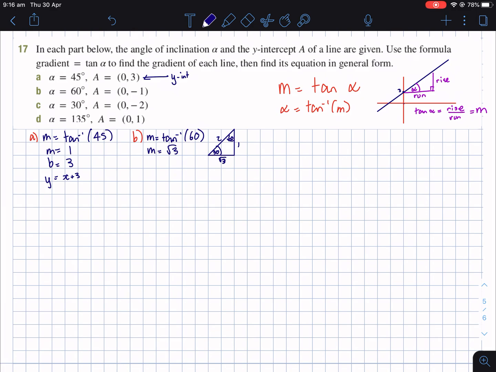Oh my gosh, I'm the stupidest person alive. We don't have to do arctan, it's just tan. We're not trying to find the angle, we're trying to find the gradient. So we're just doing tan 60. If you've done tan 60 on your calculator, yeah, 1.73, that's root 3. They've given us the gradient, it's -1, so y equals root 3 x take 1.